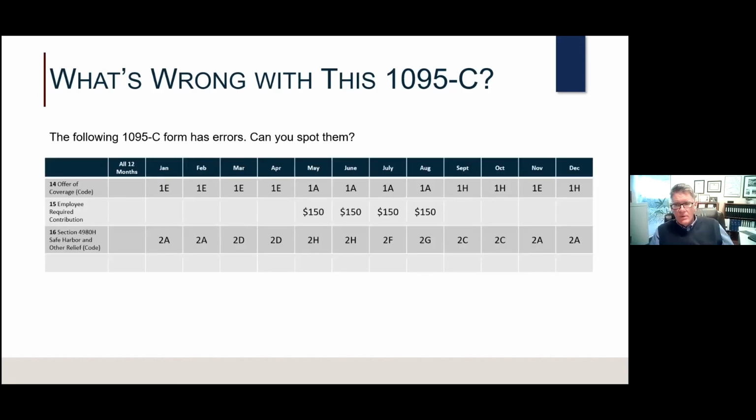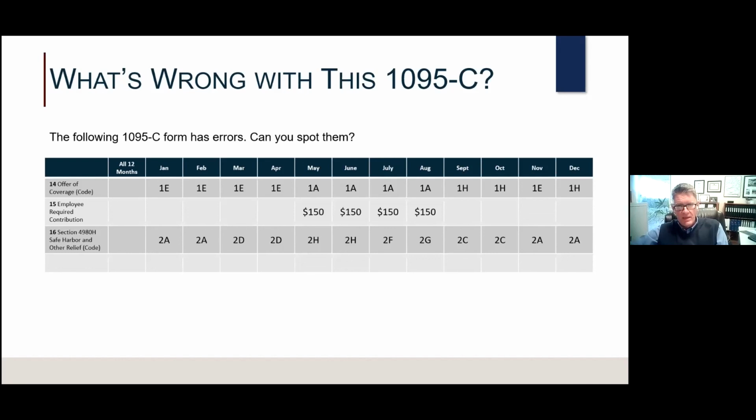So this form has a whole bunch of errors on it. Can you spot what those errors are? There's actually three separate and distinct errors on this form. So the 1E and 2A, you can't make an offer of coverage to an employee that doesn't work for you. So that's an error.